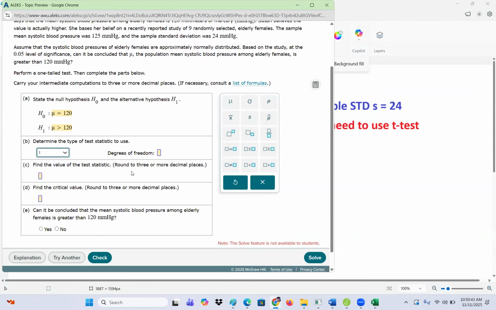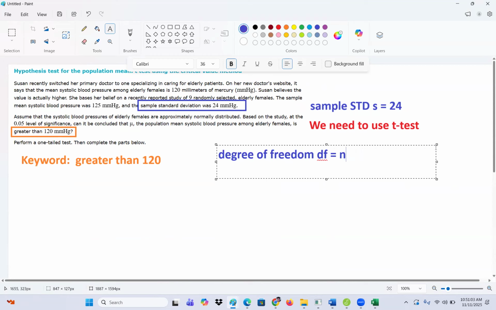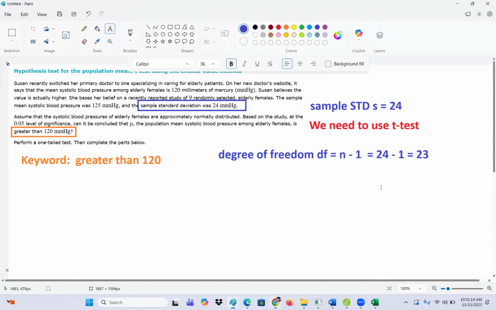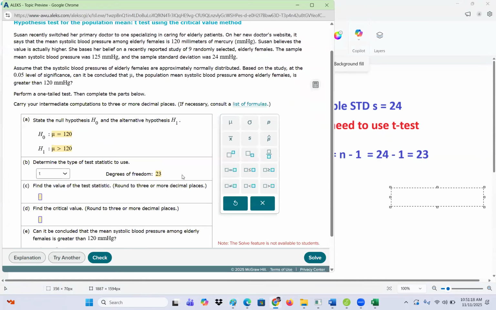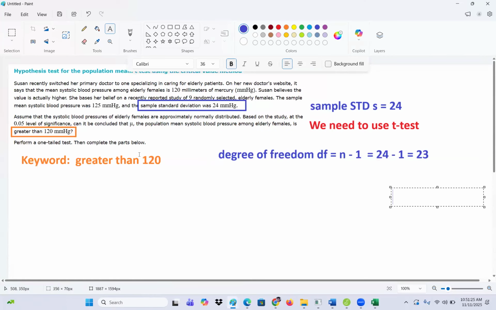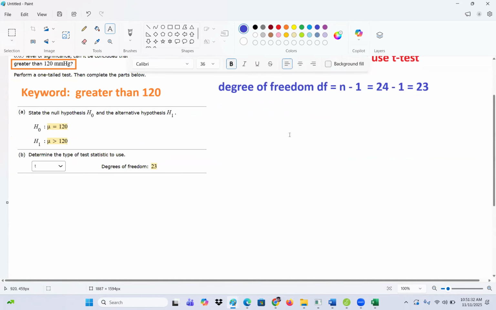And then we have to use the t-test, and the degree of freedom can be computed as n minus 1, equal to 24 minus 1, which is 23. So don't forget to put down 23 in this case. And then we can also compute the t-statistic based on what we have so far. Then we can compute the t-score.